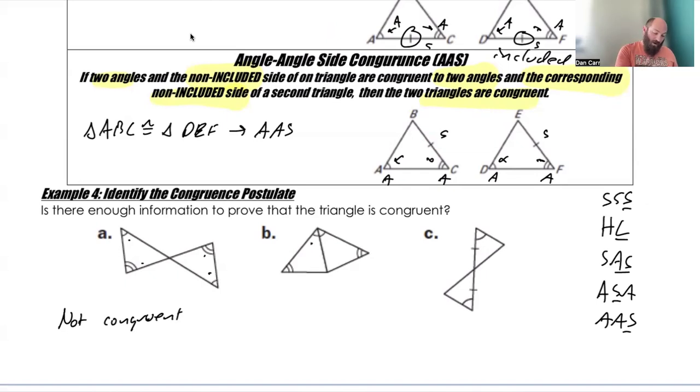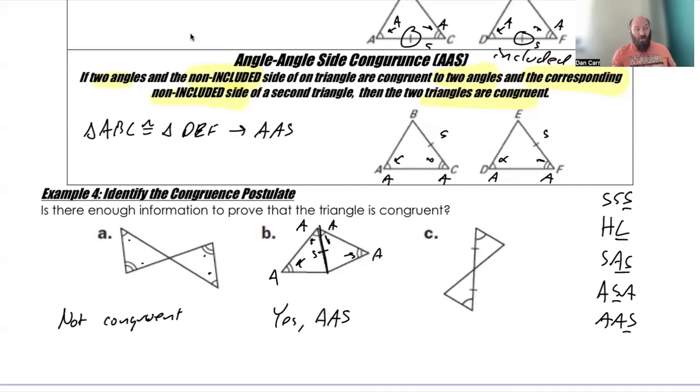For the next one, we have a pair of angles here and here. And again, we have our reflexive side. So because of that, that would be angle, angle, and the non-included side. Angle, angle, and non-included side. So that's going to be yes due to angle, angle, side.